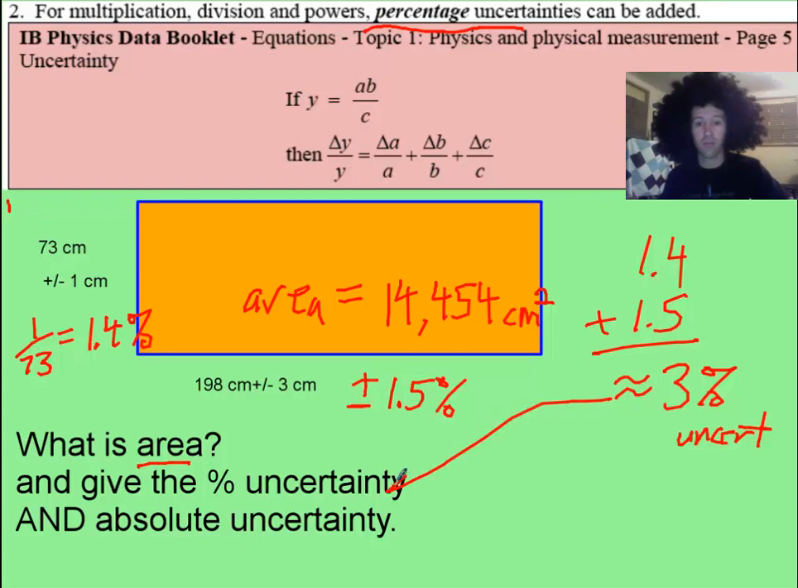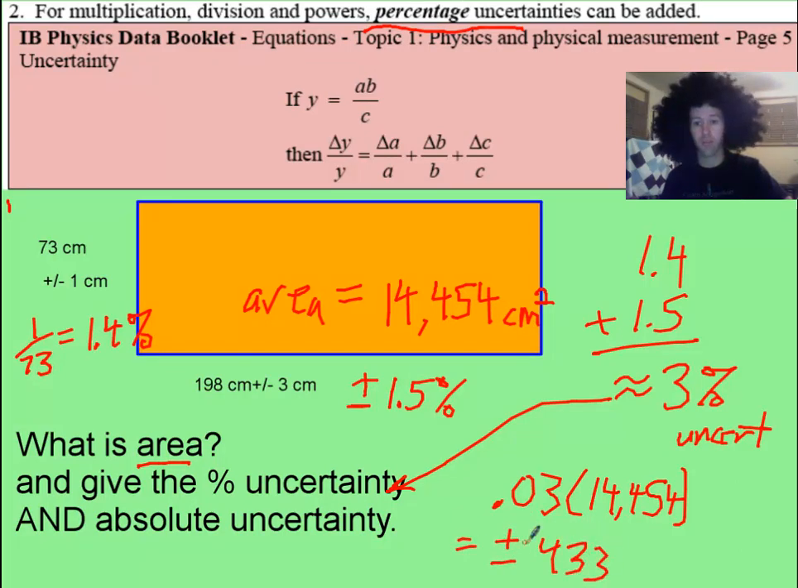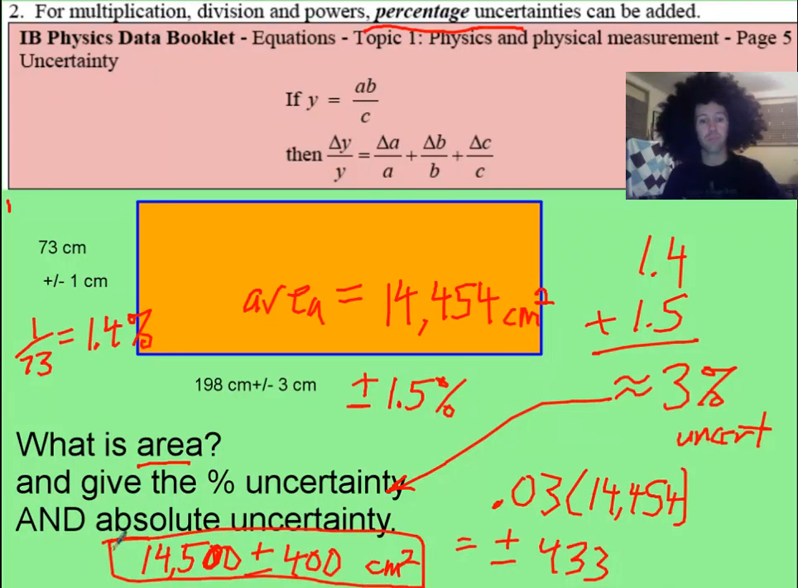uncertainty. So that goes right here. And then if you want to take 3% of your 14,454, that's going to give you about a plus or minus of 433. So what you can express this as, rounding this to the hundreds and this to the hundreds, you get something like 14,500 plus or minus 400. This is all in square centimeters. The end. Woo!